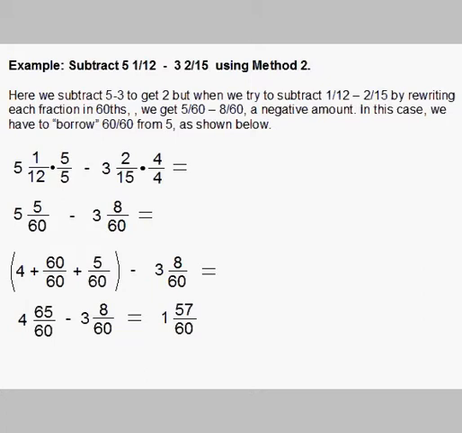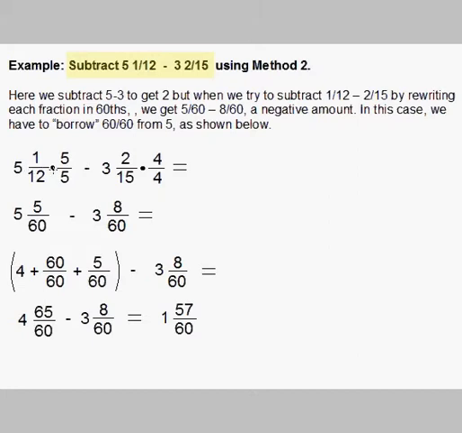In this second example, using method 2, we're going to subtract 5 and 1/12 minus 3 and 2/15. Now 5 minus 3 is 2, but 1/12 minus 2/15 results in a negative amount because 2/15 is a greater amount than 1/12. What we're going to have to do here is borrow, and they have a common denominator of 60. We get this just by taking multiples of 15: 15, 30, 45, 60. 60 is divisible by 12. So we rewrite both fractions with a denominator of 60.